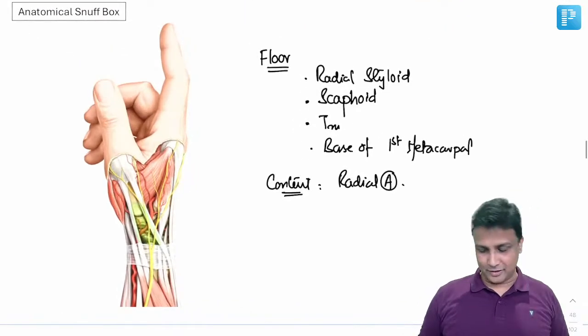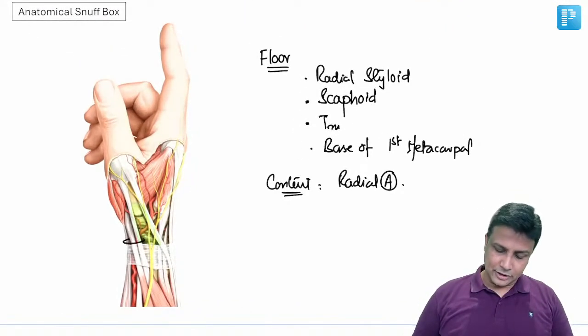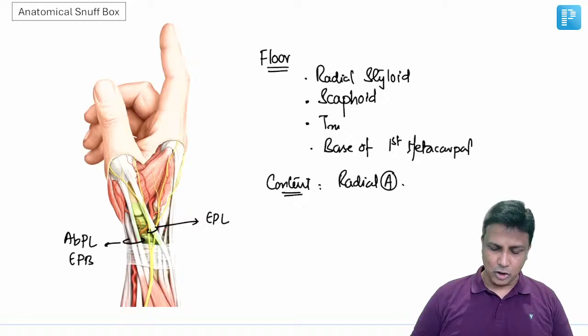Anatomical snuff box. On the lateral side, you'll be actually able to see the two tendons here, and one will be the abductor pollicis longus. Another one will be the extensor pollicis brevis. On the medial side, there will be only one tendon, and that one tendon will be extensor pollicis longus.